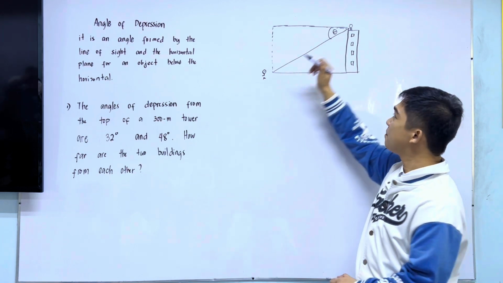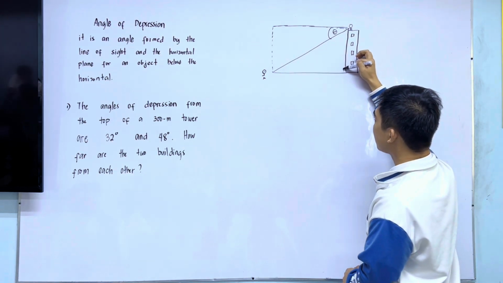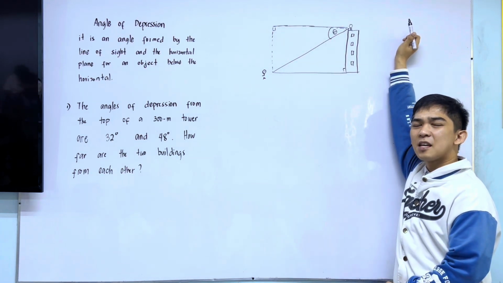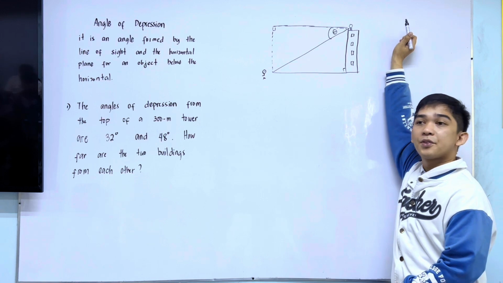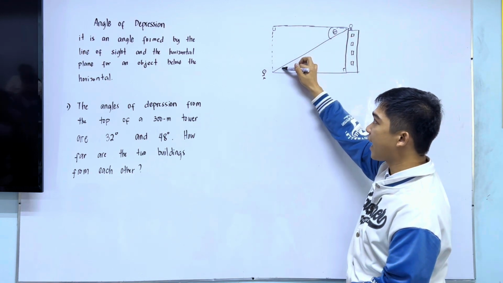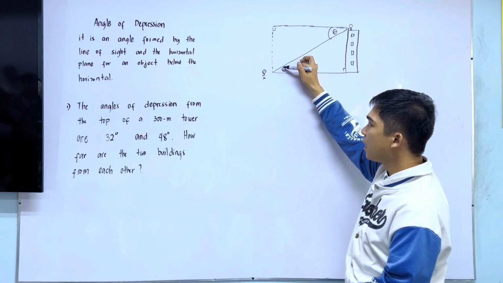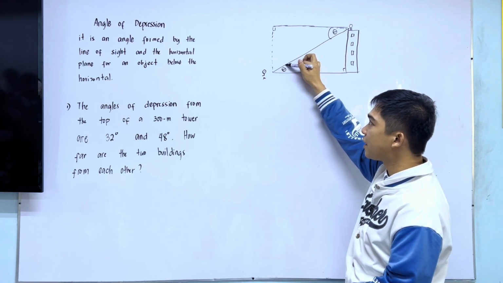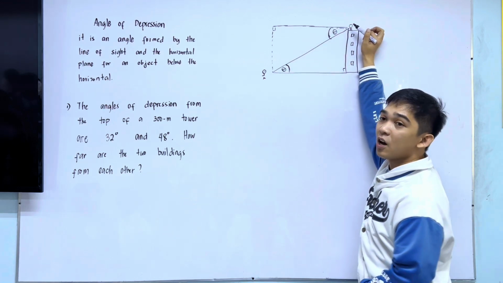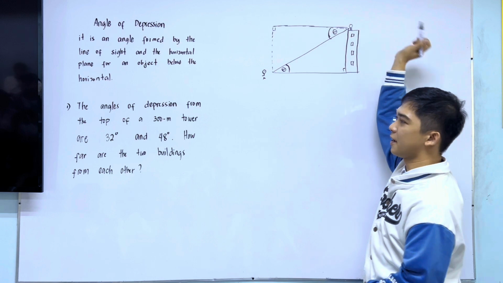Last, pwede din natin gamitin to ha, yung nandito, since right naman yan, right din naman ito. Sa ating property ng transversal, itong angle na to kasi ay equal lang din sa kay angle na nandito. Ito yung tinatawag naman nating angle of elevation, while yung pababa, yung tinatawag nating angle of depression. Kasi pababa.